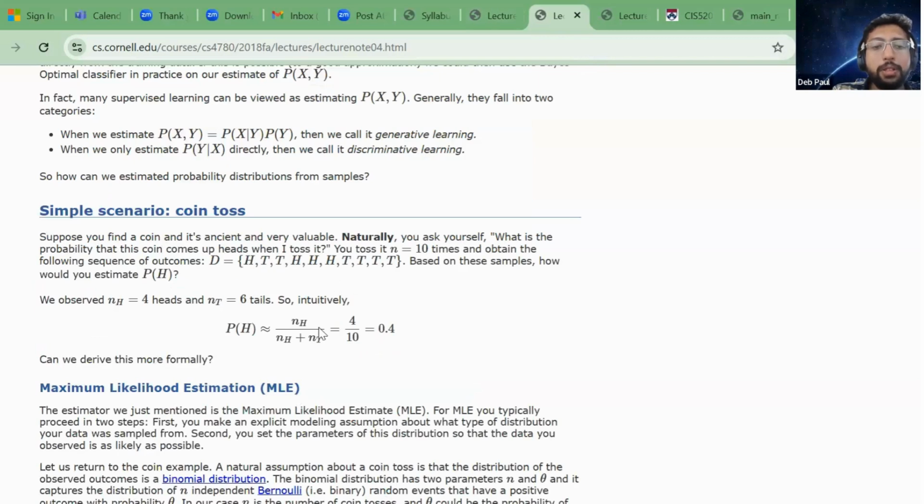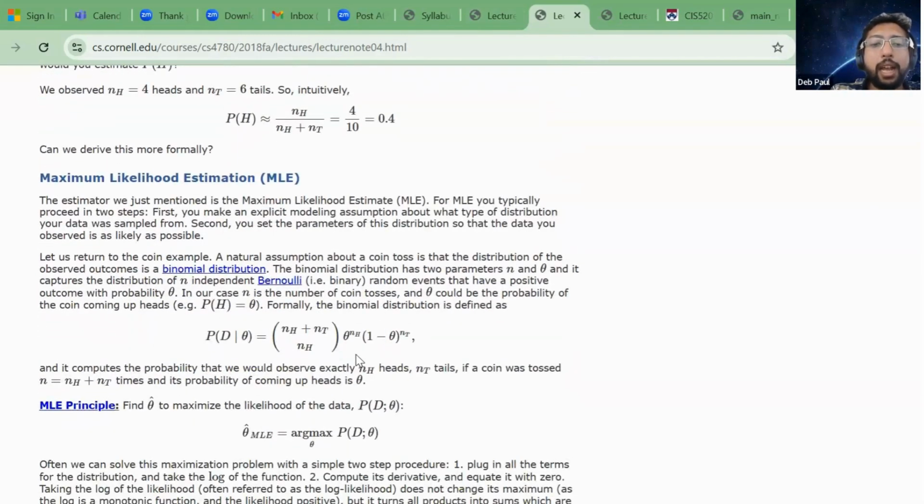So yeah, I'm talking about this one. We said that if I had 4 out of 10 as heads, then the probability is 0.4. So what maximum likelihood is saying is that I am modeling this as P of D given theta. I want to be very, very careful here. This is not actually P of D given theta. Usually, D given theta means a conditional distribution. The way to think about this is P of D parameterized by theta.